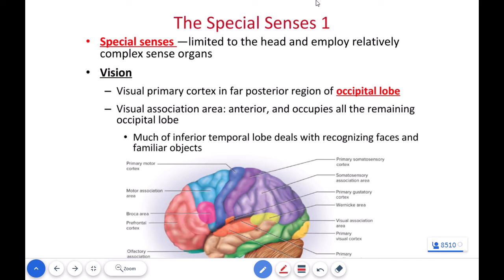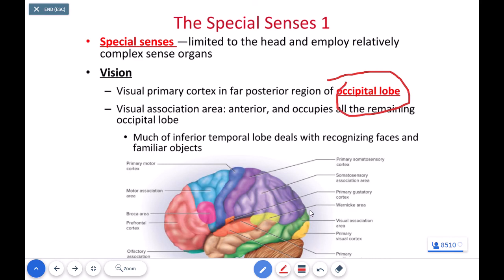If any of you go into education, you learn that most people are visual learners, which is one of the reasons why I take so much time to put pictures in all the PowerPoint slides, because pictures are worth 1,000 words. Now, when we think of vision, I want you to primarily associate vision with the occipital lobe.